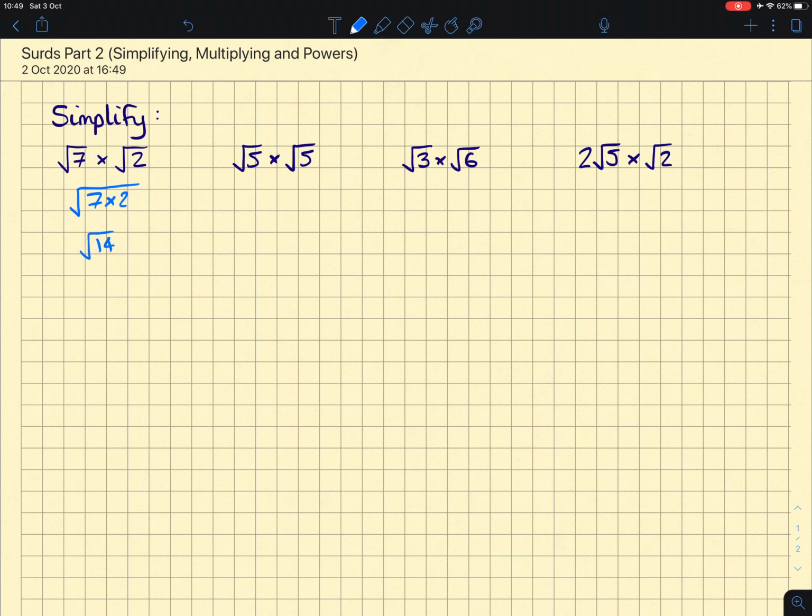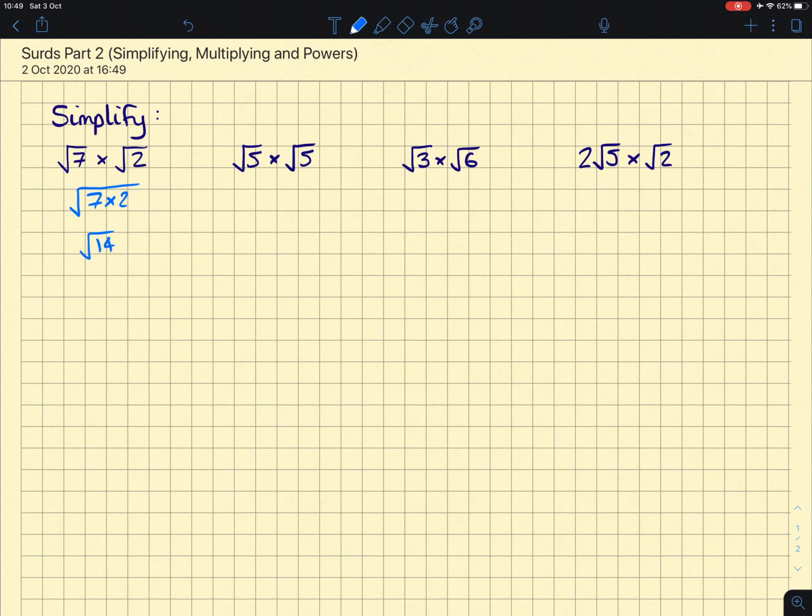And why you would want to do that is because neither of these two separate surd parts can simplify, so having them written together just makes more sense. And even though 14 is a bigger number than 2 and 7, there's less to write, it's just simpler.